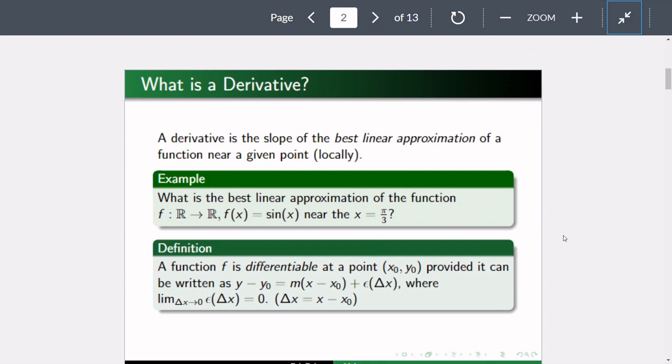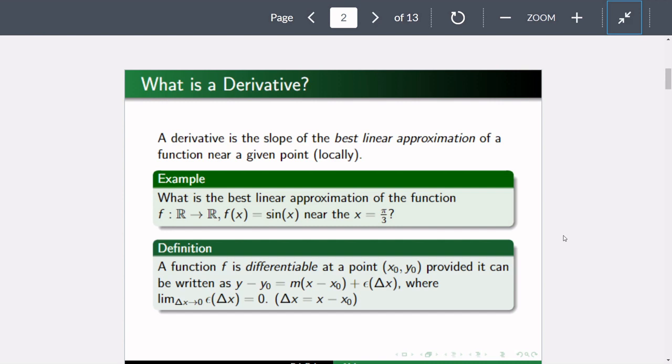What is a derivative? Now, you may be thinking a derivative is a tangent line. You may be thinking it's f of x plus h minus f of x over h and limit. You might be thinking it's the power rule or the chain rule. But what it really is, geometrically, is the best linear approximation of a function near a given point.